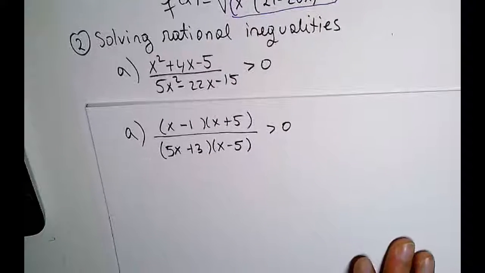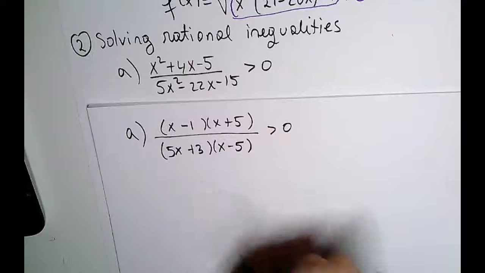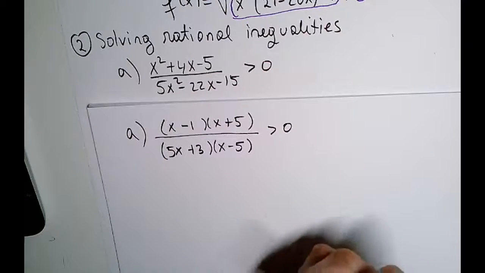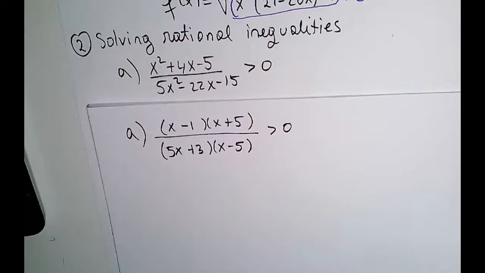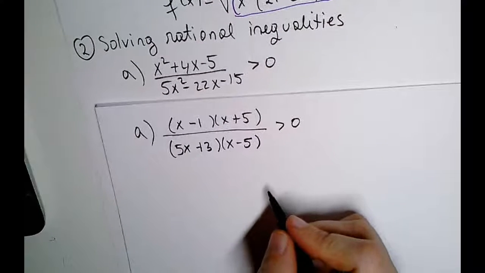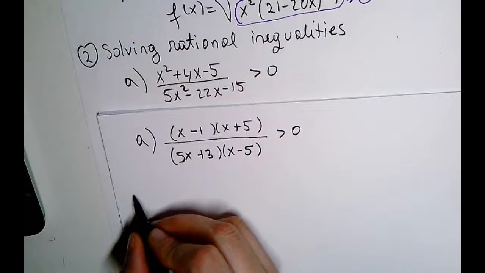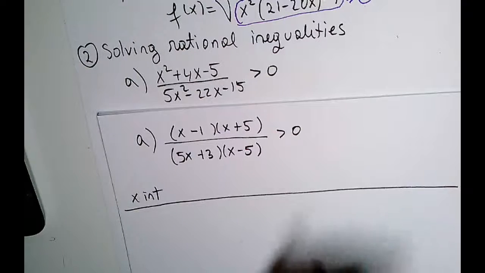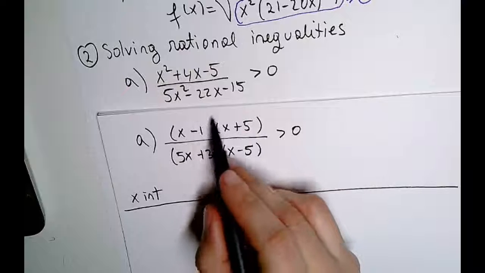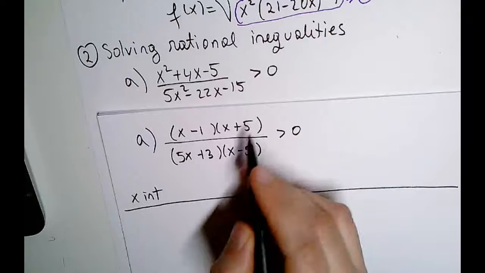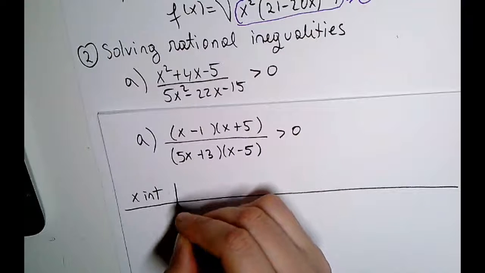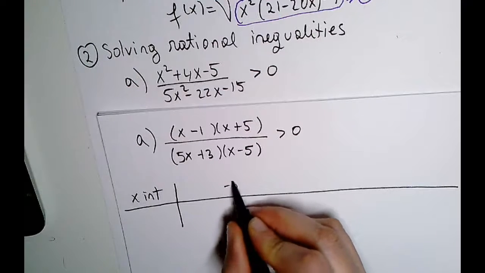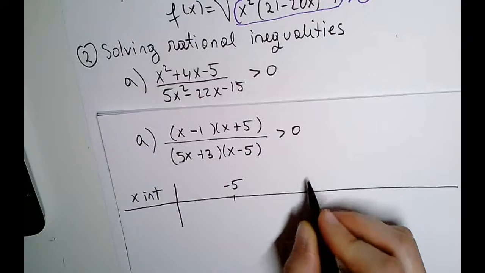All right, so now we are going to solve this inequality similarly as we did with polynomial inequalities. We're going to set it up. We're going to find the x-intercepts in the first row. The x-intercepts are given by the zeros of the numerator. So the zeros of the numerator are -5 and 1.